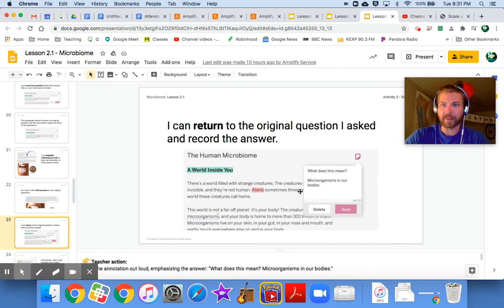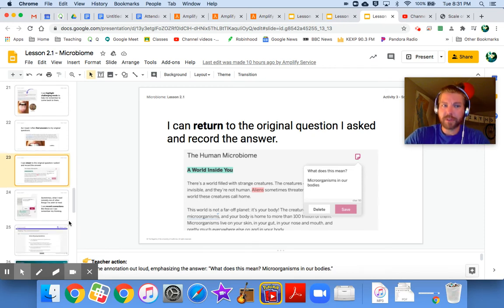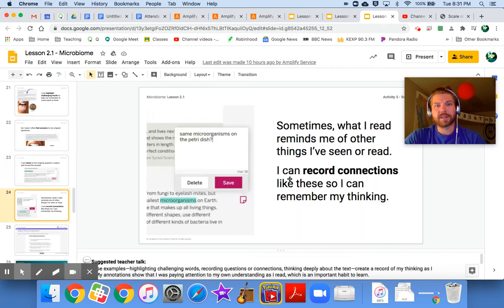We are providing the world for these microorganisms. So, again, all of this is to show you how to make some notes, underline some things, annotate your articles, and you can do all of this within the reading in Amplify. Sometimes what I read reminds me of other things I read or seen, and you can record those kinds of connections.